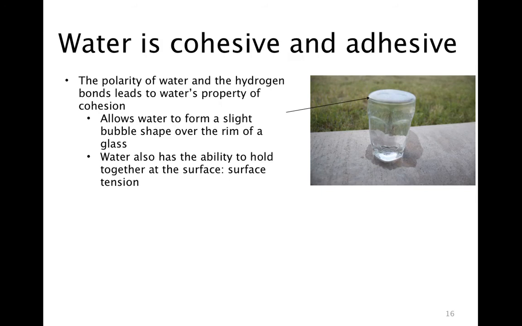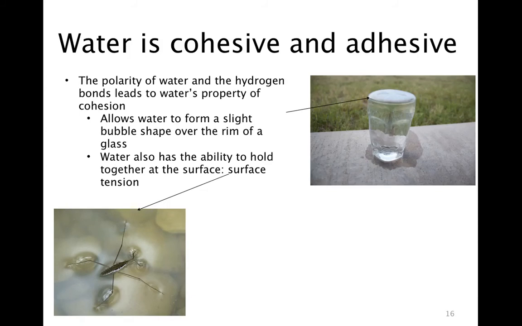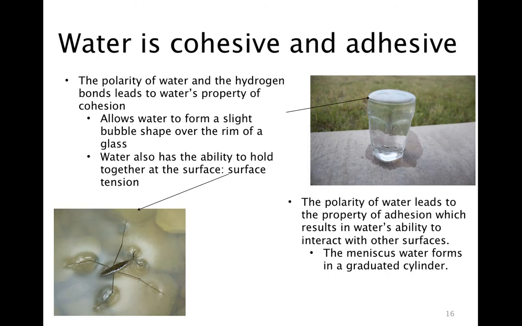So here, there's that glass of water, and the reason why it doesn't spill over, even though you went a little over the edge there, is because the water bonds are holding on to each other. Water has the ability to keep its surface tension up. And water striders are these little bugs that can crawl around on the surface of water, and they can do that because water has a certain amount of strength to it. So the polarity of water leads to the properties of adhesion, which is the ability of water to maintain its surface.